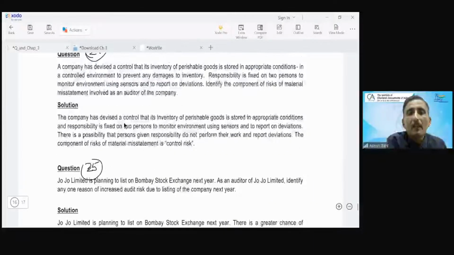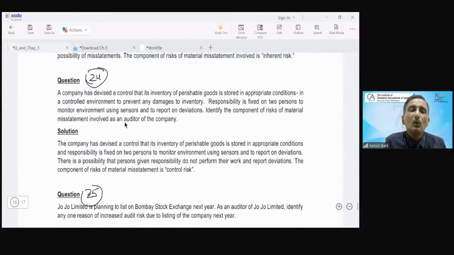So see, Jojo Limited is planning to list on the Bombay Stock Exchange next year. As an auditor of Jojo Limited, identify any one reason of increased audit risk due to the listing of the company. The company is going to bring an IPO next year. It is going to be listed. So in your capacity as an auditor, why do you think that there is an increased audit risk due to the listing of the company next year? Can you visualize any one reason? Yes, guys.